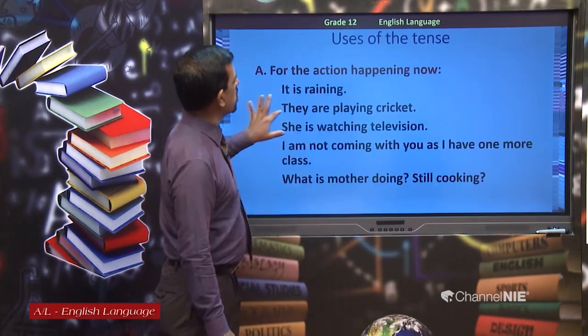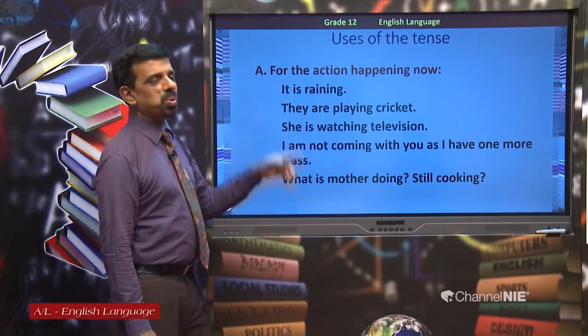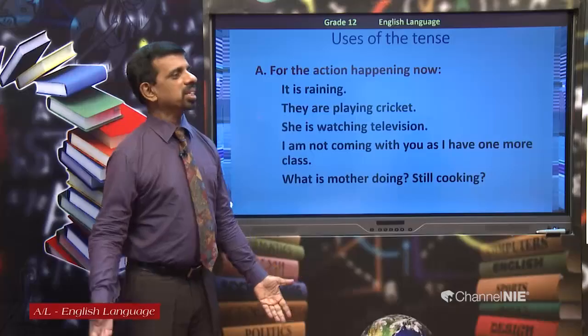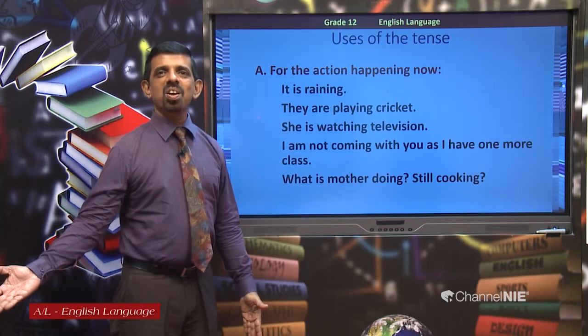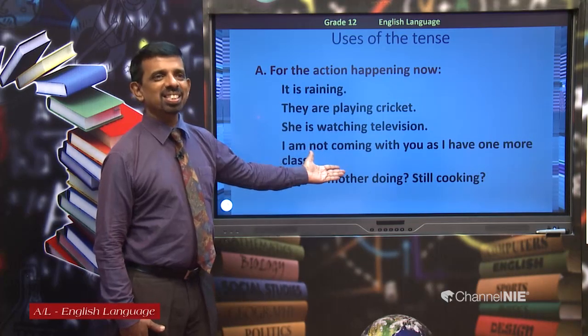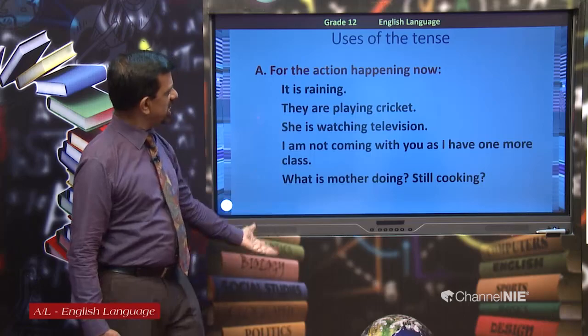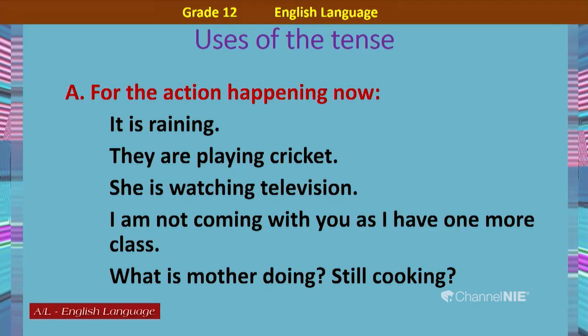So let's move forward. We come to the important point, the use of this tense. A, for the action happening now. I am teaching, you are listening, my sister is playing with her doll, my brother is playing cricket, my mother is reading, father is walking in the garden. So these are actions that are happening now. Like I have given here: it is raining, they are playing cricket, she is watching television. I am not coming with you as I have one more class.